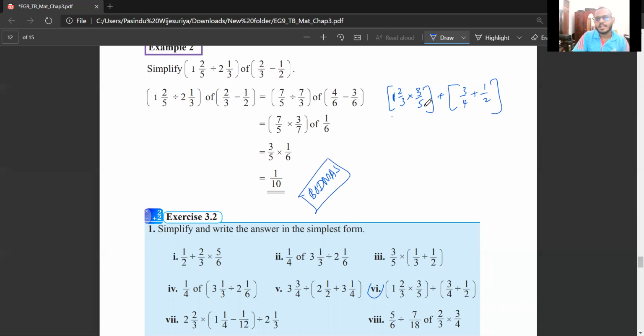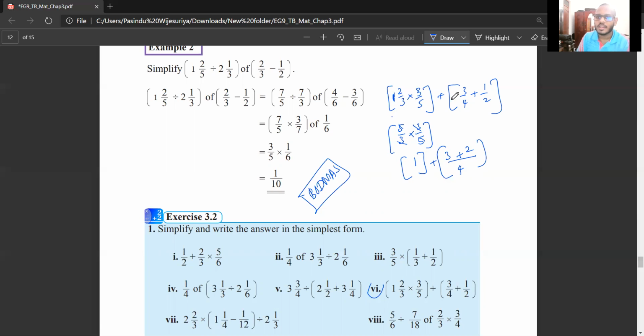B, brackets: solve the ones inside the bracket. So 3 into 1 is 3, plus 2 is 5/3 into 3/5. If I'm correct, yes. Then you can cut these, so this becomes 1. Plus you do this: you can take 4 as the common denominator, number 3. I'm going a bit fast.